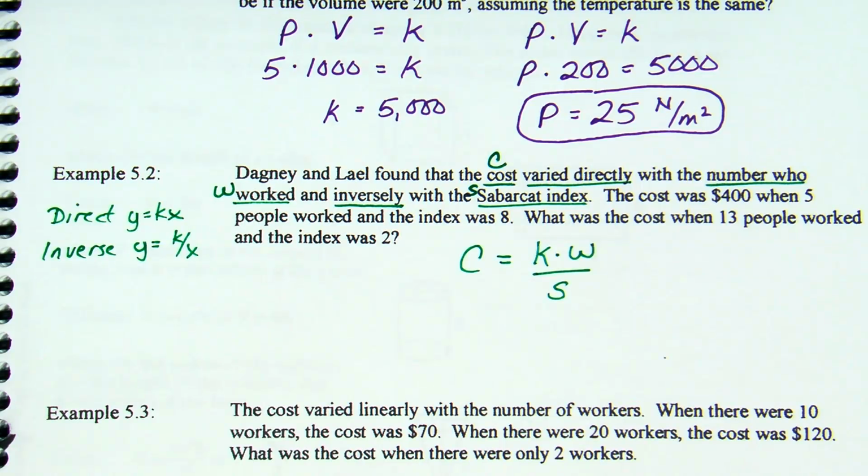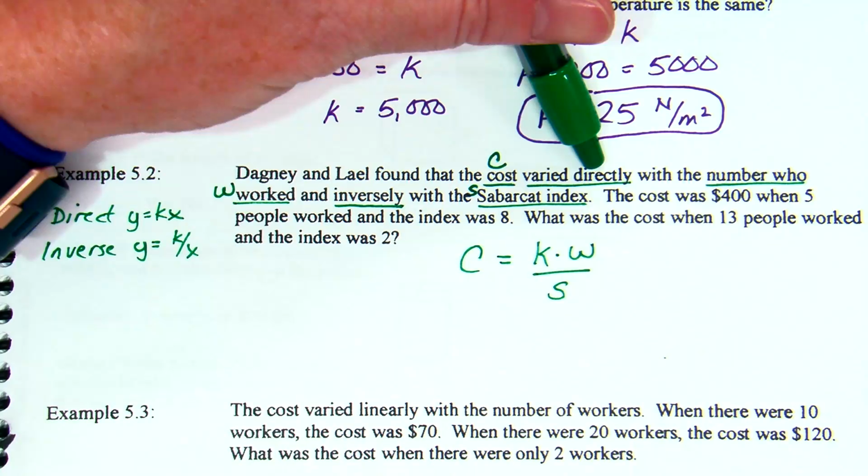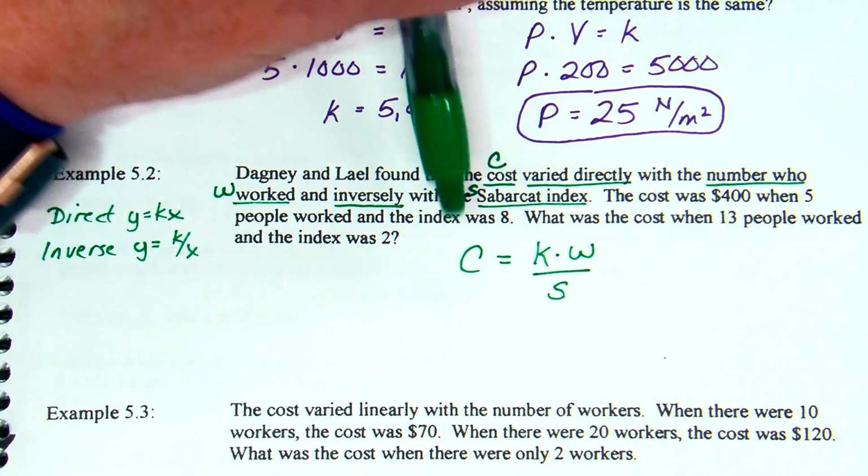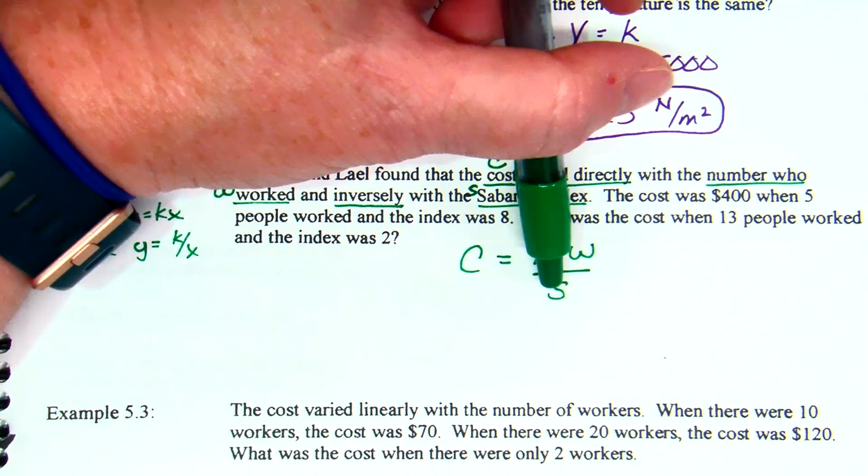Okay. Cost varied directly, so it says equals. It also says we're going to multiply by K. So it varies directly with the number who worked, so I did K times W. And then it varies inversely, so we already have the problem started. Inversely with the Sabercat index, so we're dividing by S.